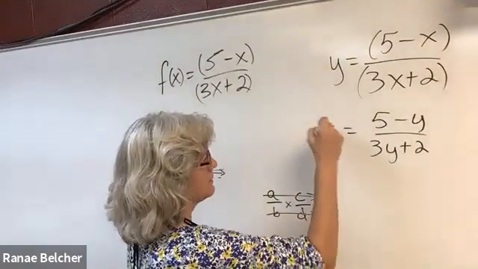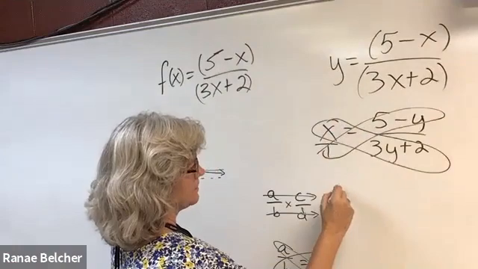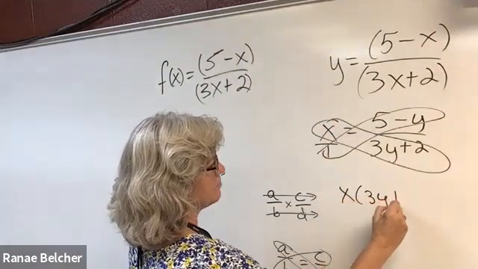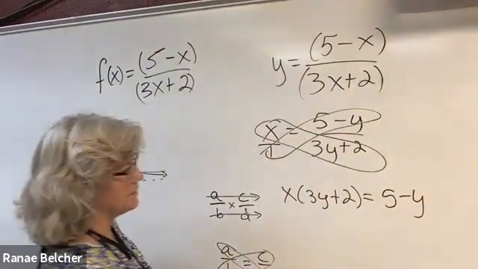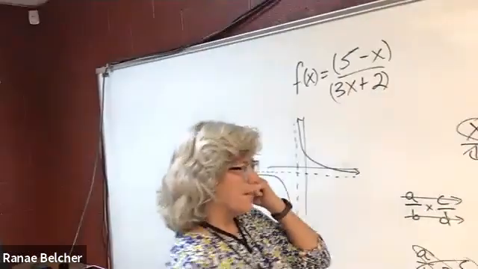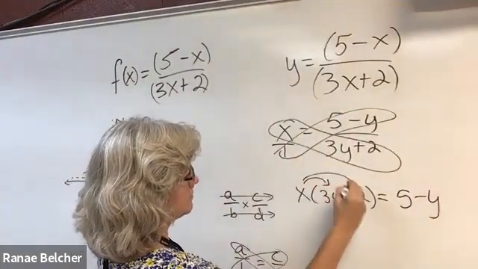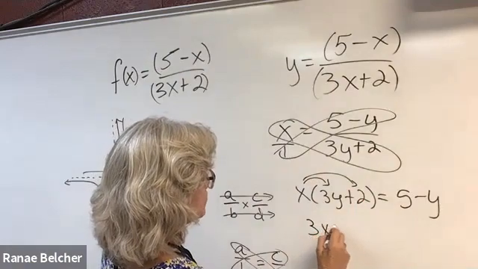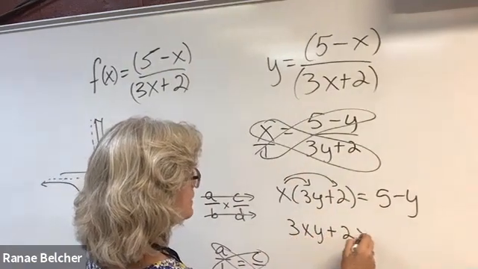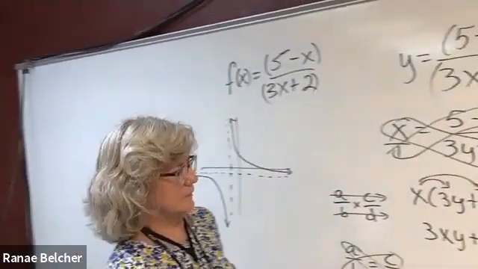Okay, so this is crisscross. So I'm going to say this is equal to this. And so x times 3y plus 2 equals 1 times 5 minus y. So I don't really need the 1. Then I'm going to distribute. 3xy plus 2x equals 5 minus y.